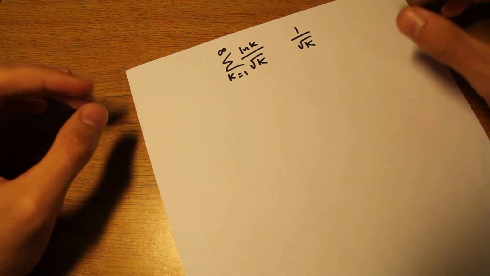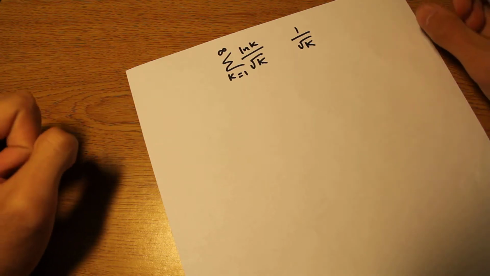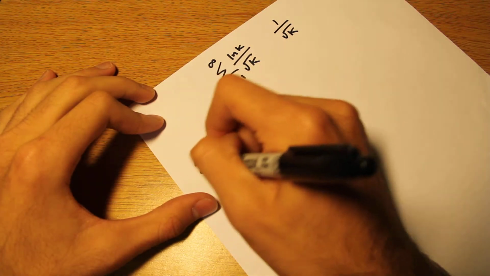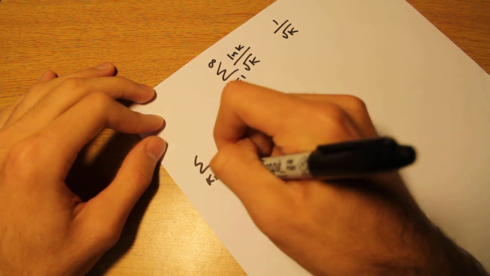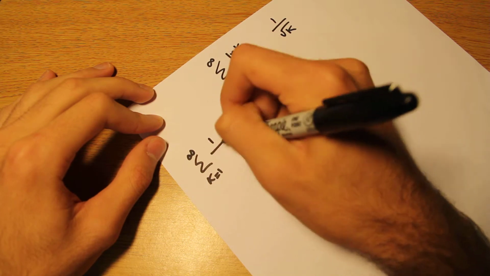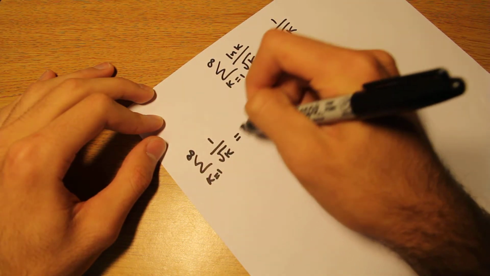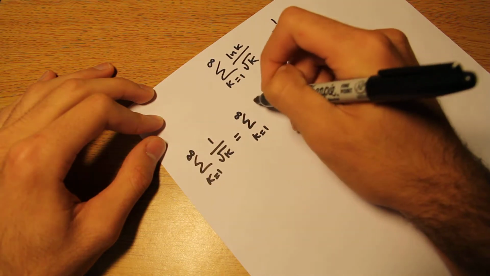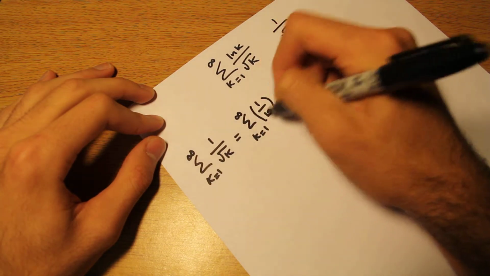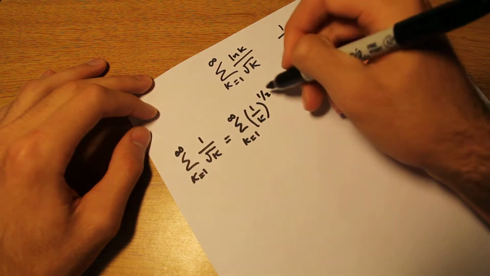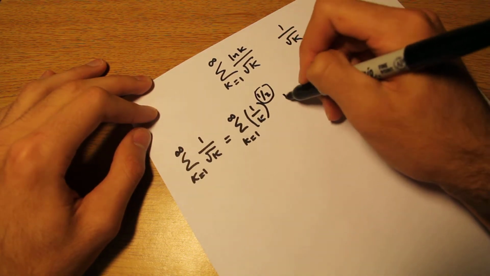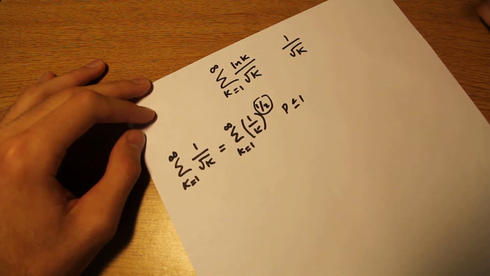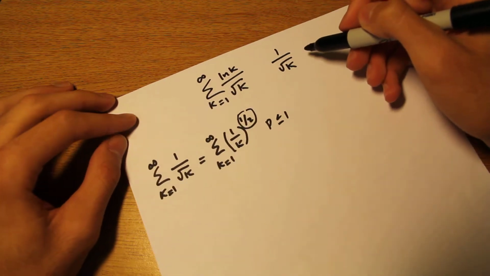Now we know that 1 over square root of k diverges based on the p-series, which I'll just show right here quickly. So the summation of k equals 1 to infinity of 1 over the square root of k is also equal to the summation k equals 1 to infinity of 1 over k to the 1/2. And because this p-value up here is less than or equal to 1, it diverges. So we know that this function up here diverges.